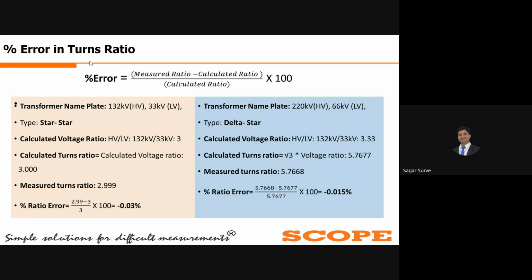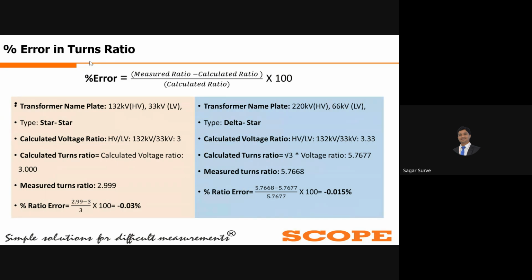Suppose there is a 132 by 33 kV star-star type transformer, which has 132 kV on the HV side and 33 kV on the LV side. In that case, suppose the measured ratio is 2.999 and the calculated ratio is 3. The ratio error will be (measured ratio minus calculated ratio) divided by calculated ratio, into 100, and that comes to minus 0.03%.